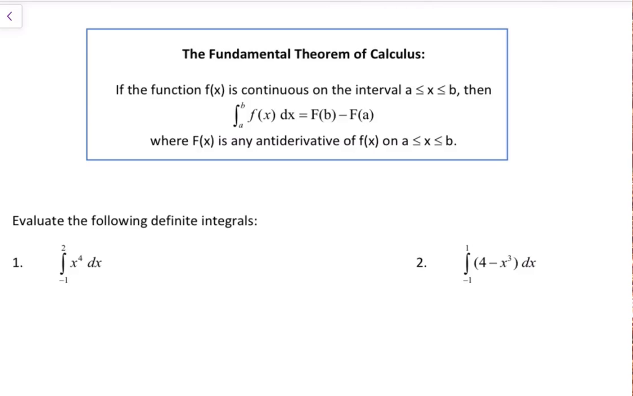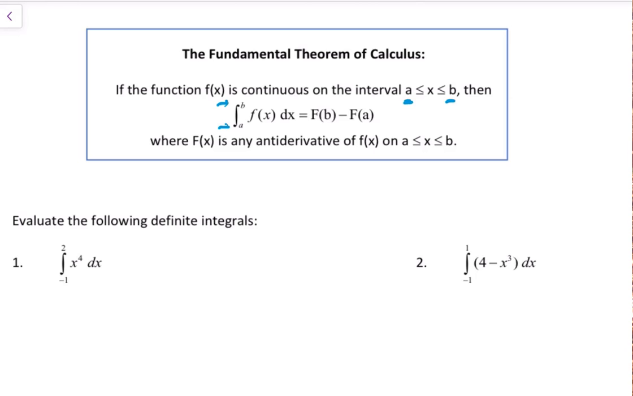Okay, continuing with definite integration, we're now going to evaluate some definite integrals using the fundamental theorem of calculus. So what the fundamental theorem of calculus says, for a continuous function on an interval from a to b, we can calculate the definite integral from a to b. Notice that my limits of integration here are the endpoints of that closed interval.